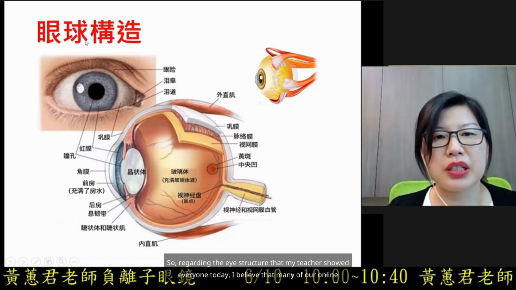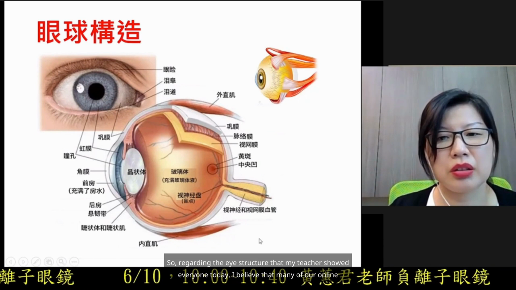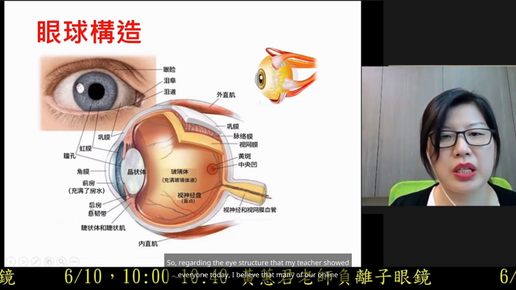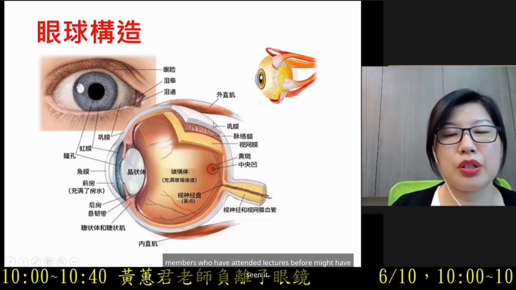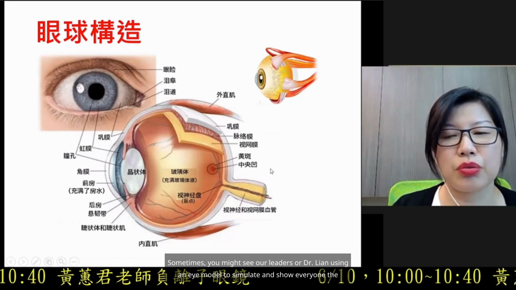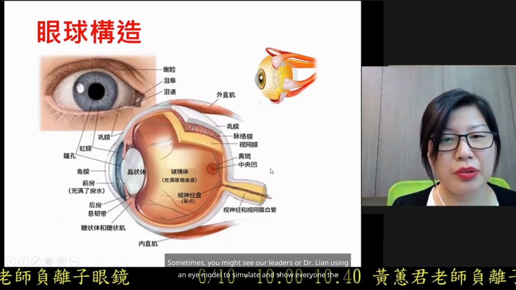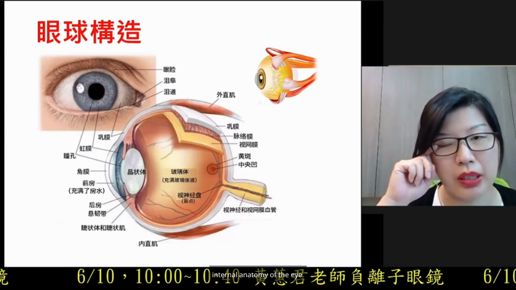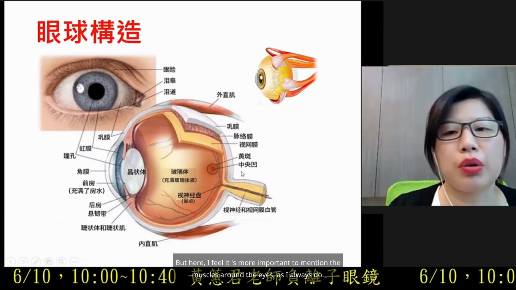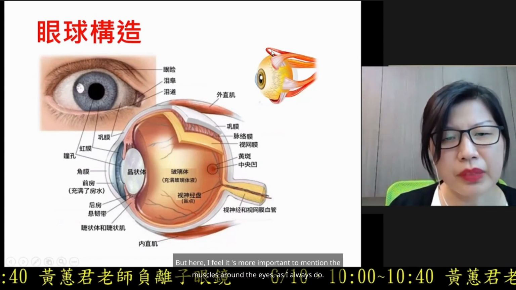So, regarding the eye structure that I showed everyone today, I believe that many of our online members who have attended lectures before might have seen it. Sometimes you might see our leaders or Dr. Lian using an eye model to simulate and show everyone the internal anatomy of the eye. But here, I feel it's more important to mention the muscles around the eyes, as I always do.